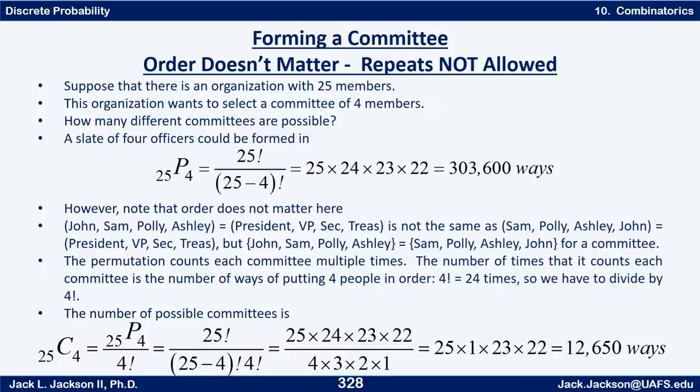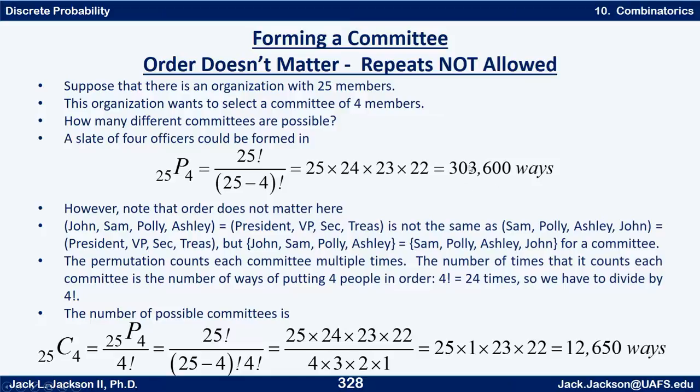Or the 25 permute 4 is 25 times 24 times 23 times 22, but we want to divide that by 4 factorial, which is 4 times 3 times 2 times 1. Interestingly enough, this denominator is going to cancel out. 4 times 3 is 12, times 2 is 24. So there are 24 ways of reordering 4 people. If we just did the permutation alone, I would count each of the committees 24 times. So I divide by that 24. That cancels with the 4, 3, and 2, and that leaves 25 times 23 times 22 times 1, which is 12,650 ways.